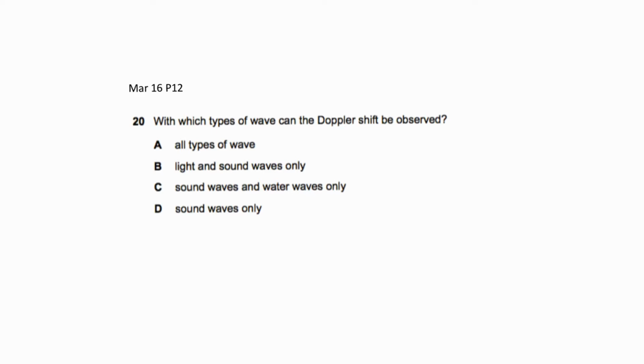For this question, if they ask you which type of wave the Doppler shift can be observed in, the answer will definitely be A, because all types of waves can undergo the Doppler effect. That means sound, light, and all those can still undergo the Doppler effect.